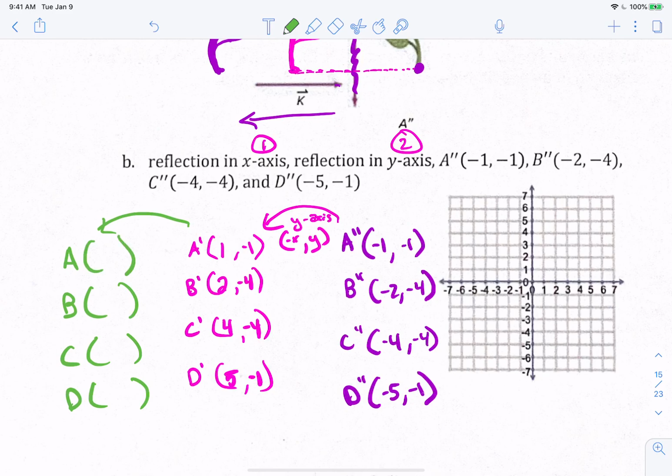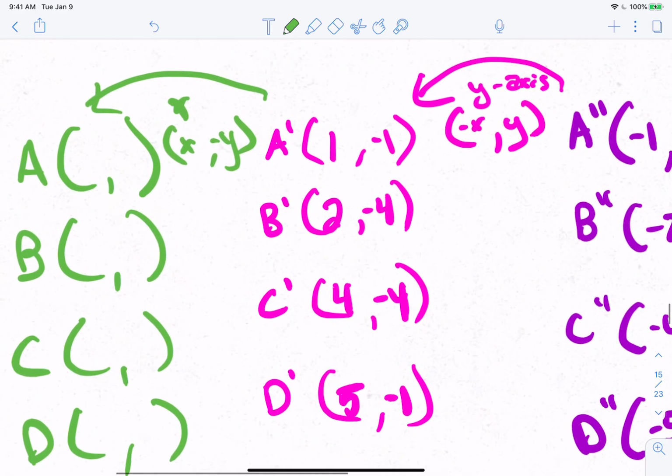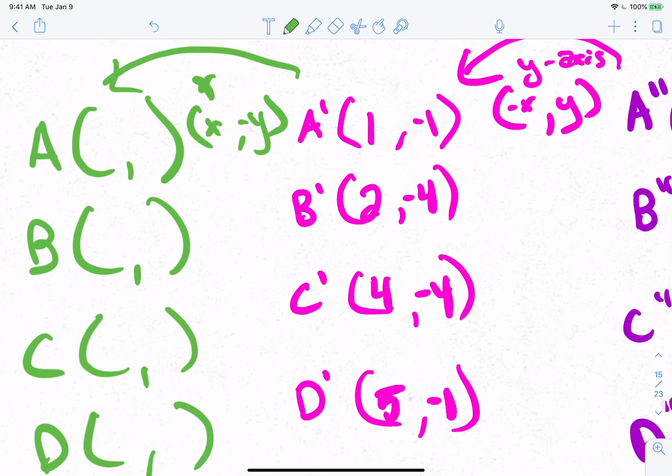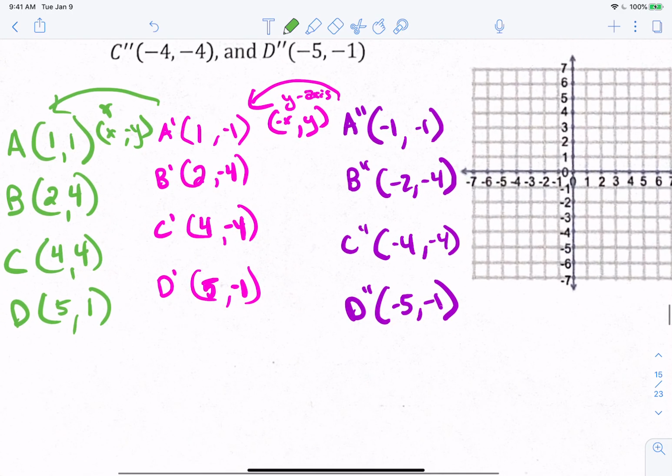Okay? What are we doing for this one? X-axis. This one's x-axis. So, the y becomes negative. Alright? So, what do we got? 1, 1. 2, 4. 4, 4. 5, 1. Okay? I'm going to plot all three of those, starting with this guy. -4, -4. -5, -1.